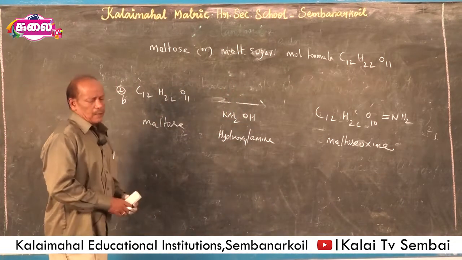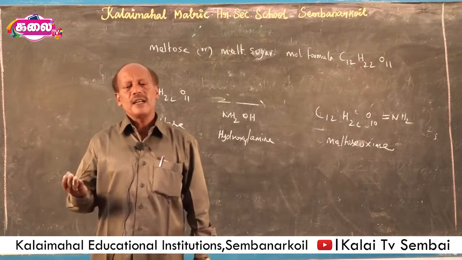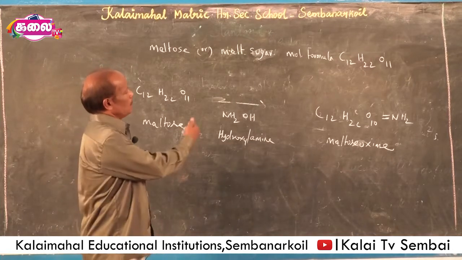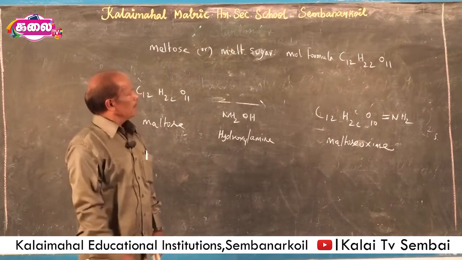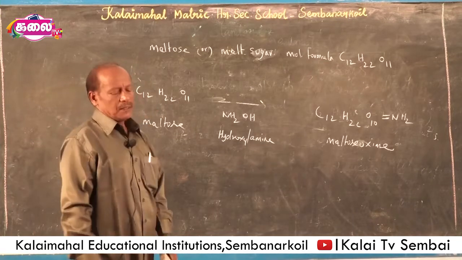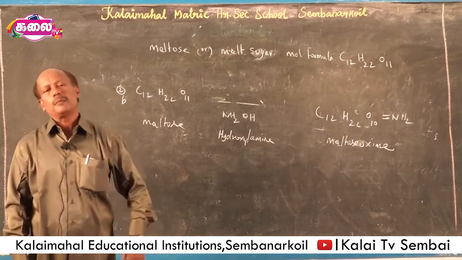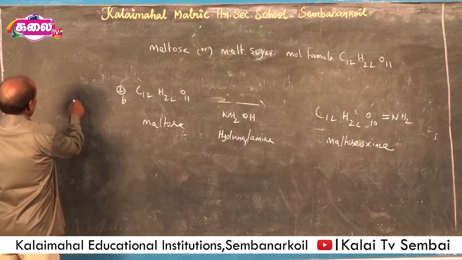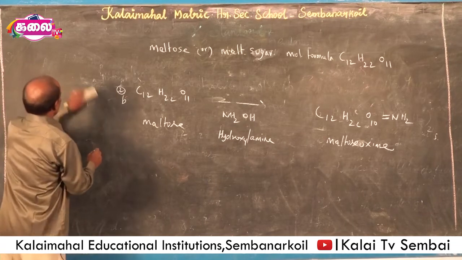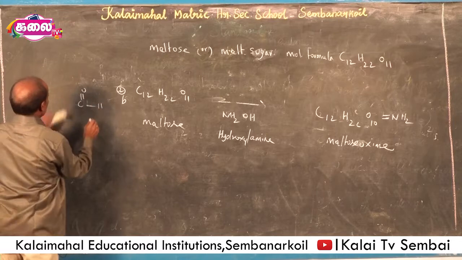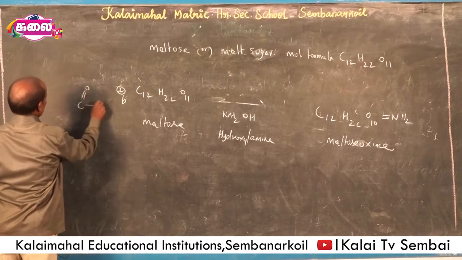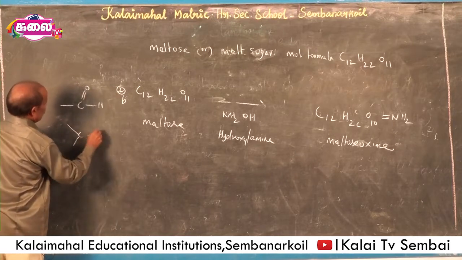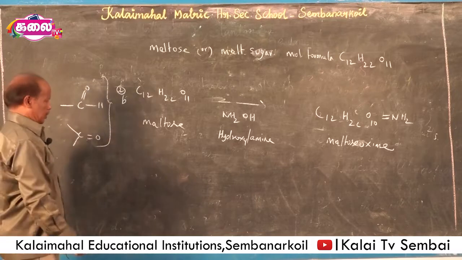So these two reactions, namely reaction with phenylhydrazine, we get maltosazone, and reaction with hydroxylamine, we get maltose oxime. These two reactions show that maltose contains a carbonyl group, which may be an aldehyde group, C double bond O, H, or a keto group. Both are called carbonyl groups.